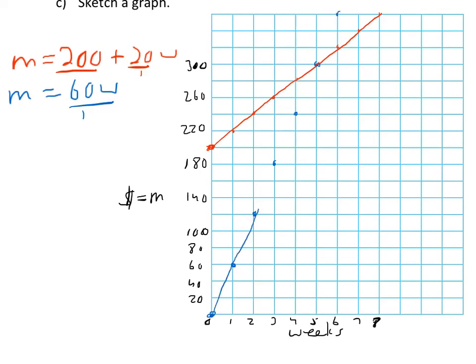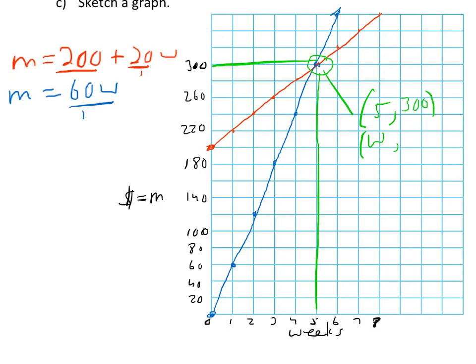So this represents the other person. Now the solution is where they intersect. And that is right here. So this point represents these two values. So in 5 weeks, they'll both have $300. So that represents the answer to our question. So this ends Lesson 2.1, Part 4.